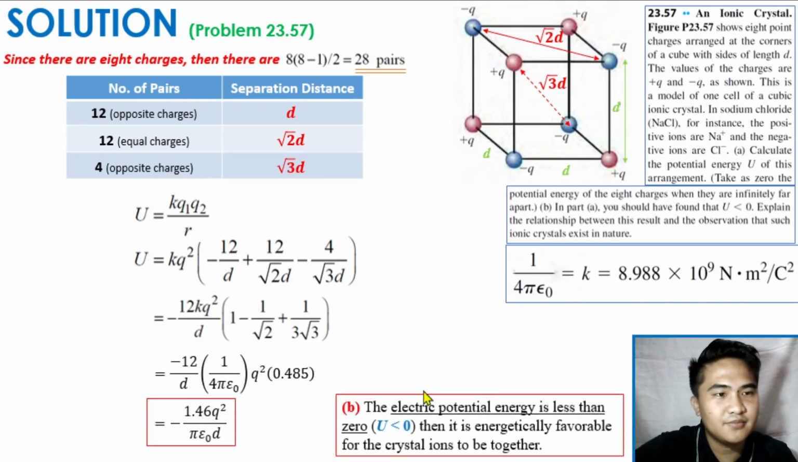In part B, the electric potential energy is less than 0. So obviously it is negative 1.46 q squared over pi epsilon naught d. Then it is energetically favorable for the crystal ions to be together, or to exist in nature.